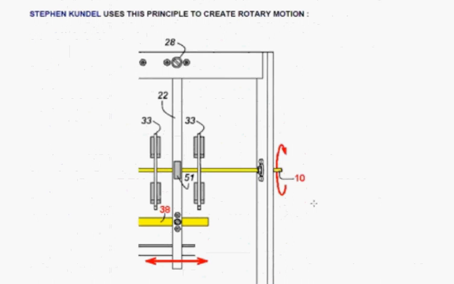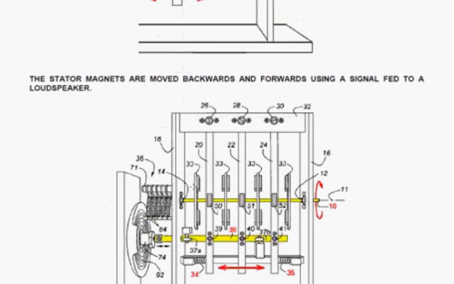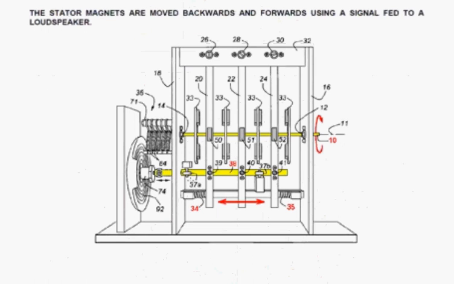One of them that's well known is by Stephen Kundell, and he creates rotation of the shaft, marked number 10 in this diagram, by wobbling left and right the moving arm, which is shown here vertically. That moves the magnet 51 either towards the magnets marked 33 or to the right towards the magnets on the right. And that causes rotation of the central power shaft. It looks more complicated when you see a lot of them done.